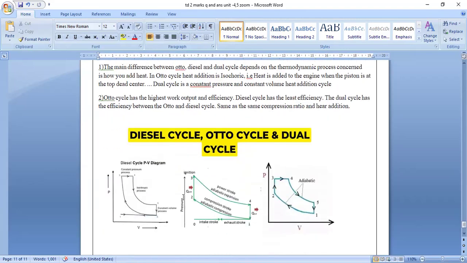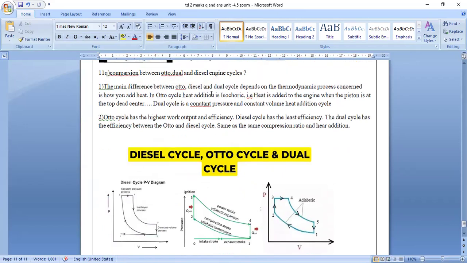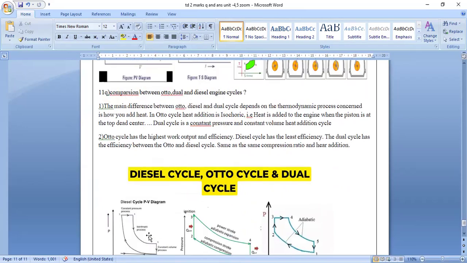So just a last question, I think it is a comparison you can do beautifully between the Otto, dual and diesel cycles in terms of heat. The main difference between the Otto, diesel and dual cycles depends on the thermodynamic process concerned: how you add heat, where you are going to add heat. The areas are very, very important. You can see the diagram also.